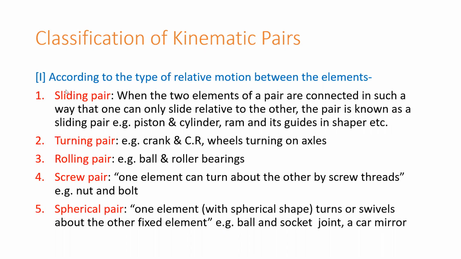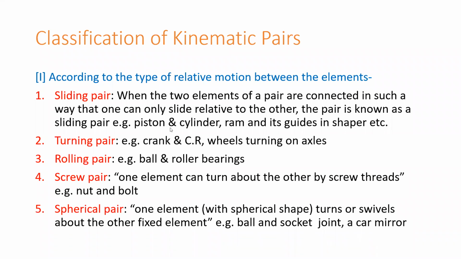So one is the sliding pair. Now you can guess what kind of motion is possible between two sliding components. When the two elements of a pair are connected in such a way that one can only slide relative to the other, the pair is known as a sliding pair.